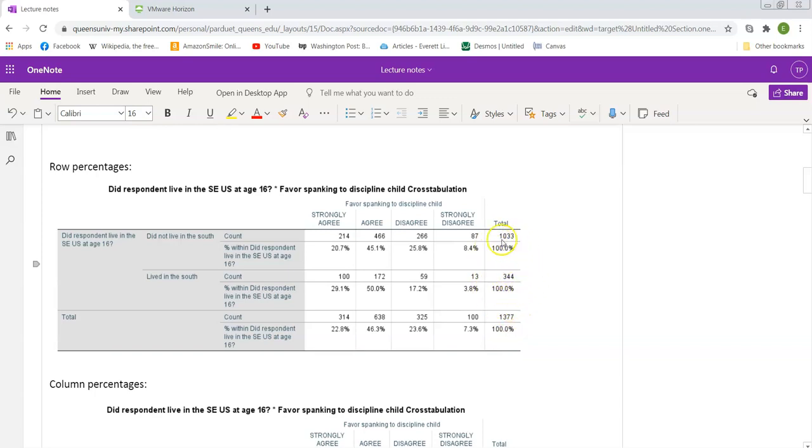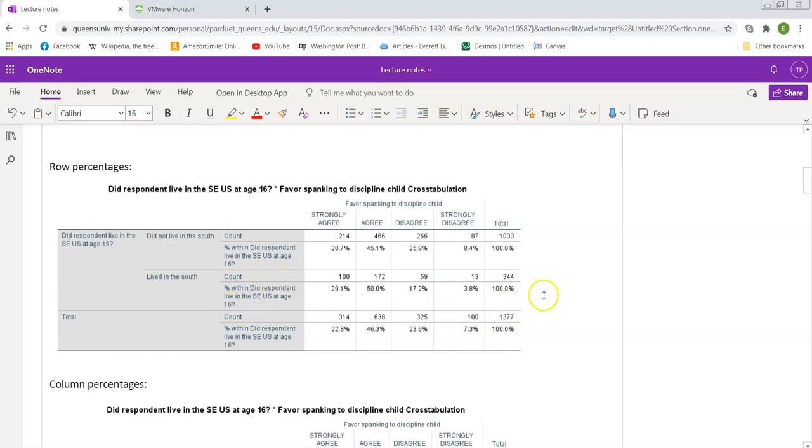100% over here. So this tells us that out of 100% in this row, this is what the breakdown was. So of the people who did not live in the South when they were 16, 20.7% strongly agreed with the statement, 45.1% agreed, 25.8% disagreed, and 8.4% strongly disagreed.